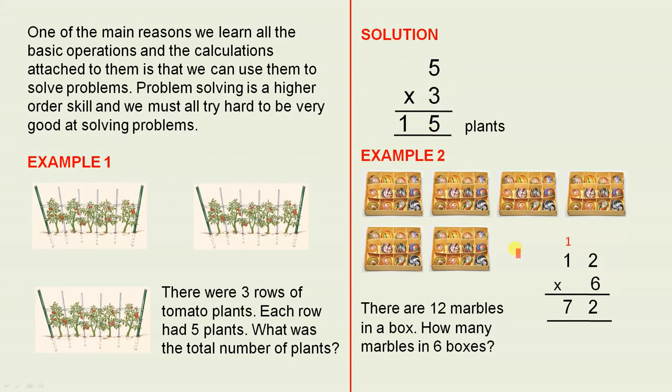Example 2. There are 12 marbles in a box. So that box there contains 12 marbles. How many marbles in 6 boxes? The 12 represents the 12 marbles in each box. The 6 represents the 6 boxes. So 12 multiplied by 6. 6 2s are 12. Put down the 2 and there's one lot of 10. 6 1s are 6 plus 1 is 7. Or you can just go 6 12s are 72. It just depends how well you know your tables. And I really hope you know them very well.